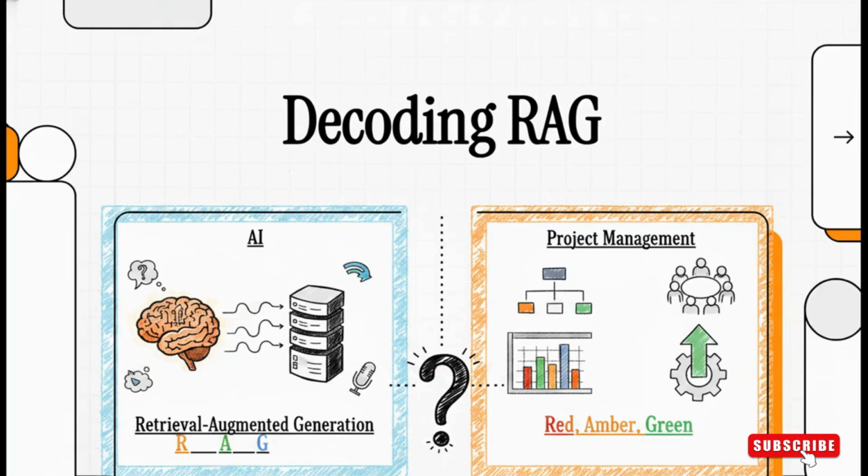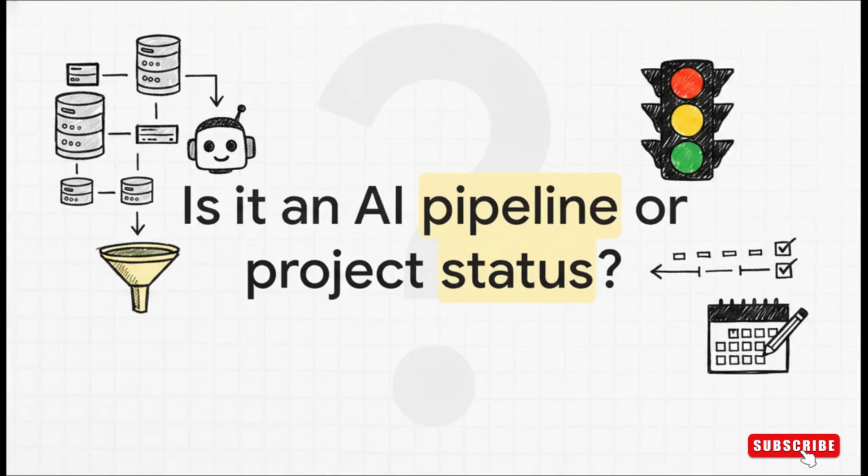Welcome to this explainer. Today, we're going to decode what is honestly one of the most confusing, double-meaning acronyms in the entire modern corporate landscape. I mean, if you've been sitting in cross-functional meetings lately, you've almost certainly heard the term RAG thrown around. And you might have noticed that half the room seems to be talking about something completely different than the other half. So, just picture this.